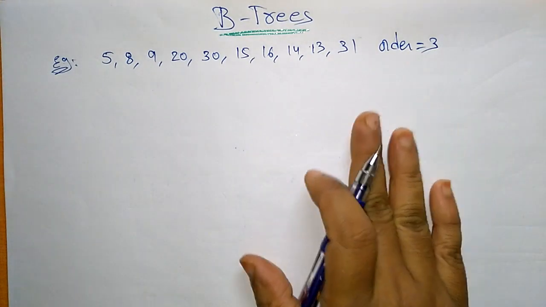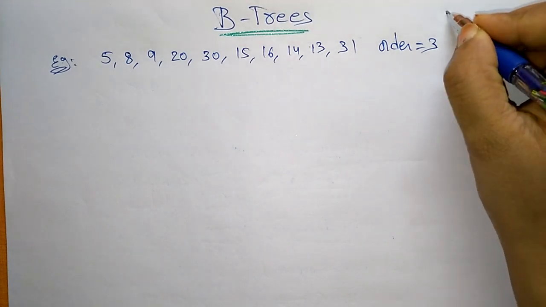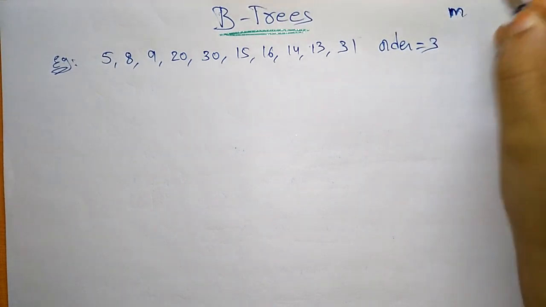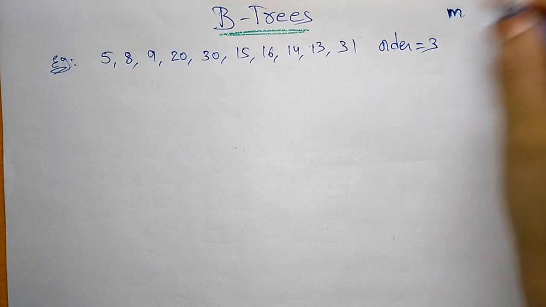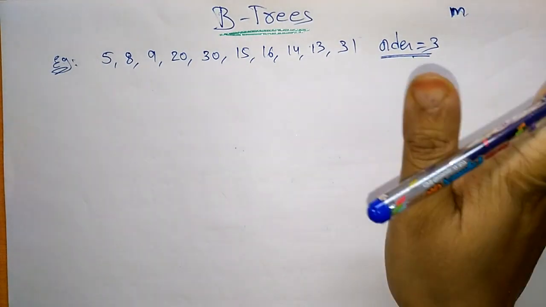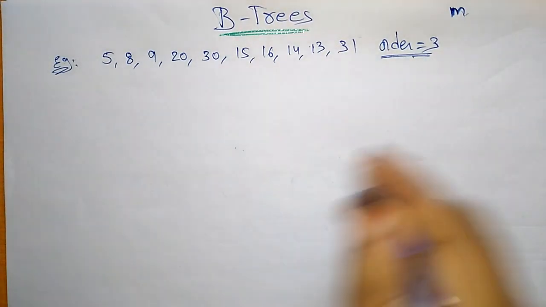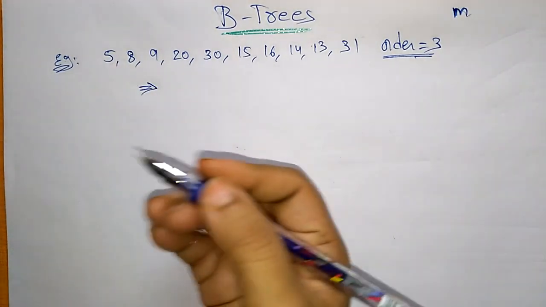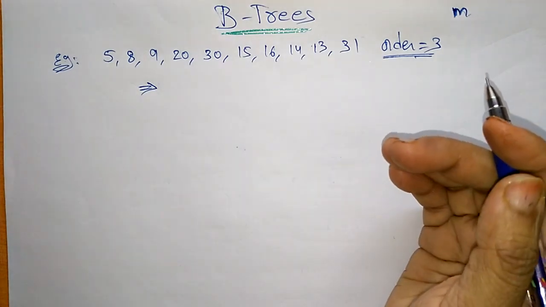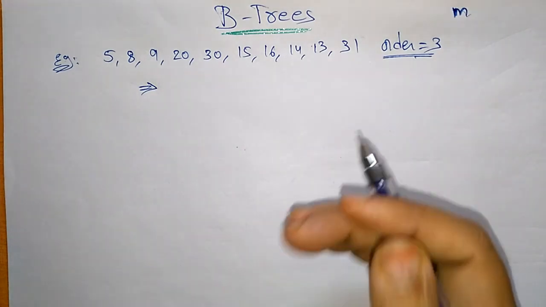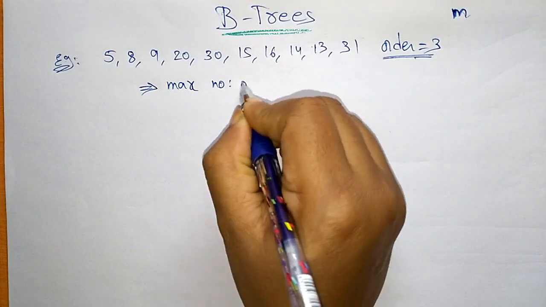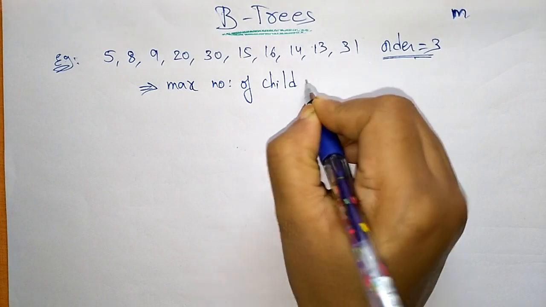Okay, order is 3. In the previous video I said every node has at most m children, which means the B tree should be of order m. Suppose the order of the tree is m, so here I have taken order 3. Before going to the problem, let us take the points: what are the keys, and how many children will be there for that particular order. Let us see. So the maximum number of children should be 3.